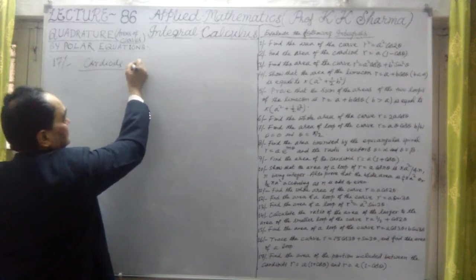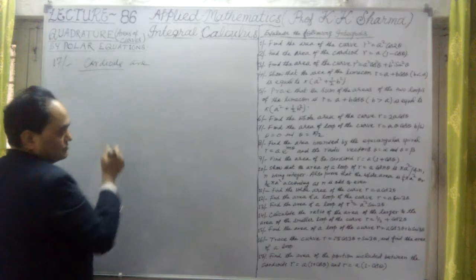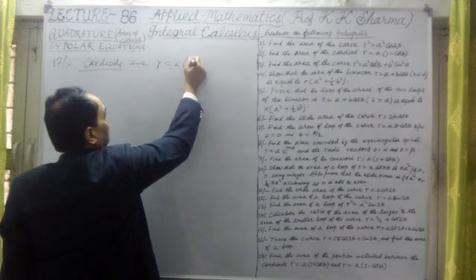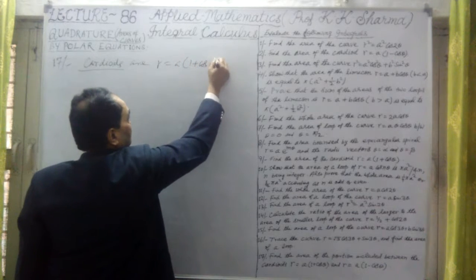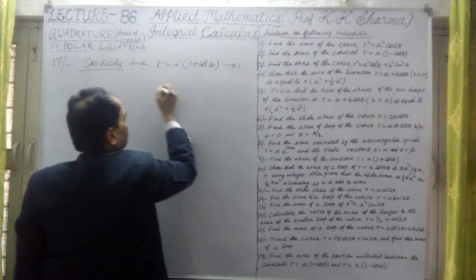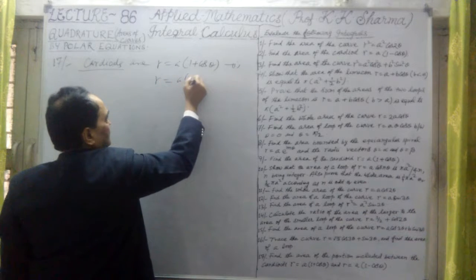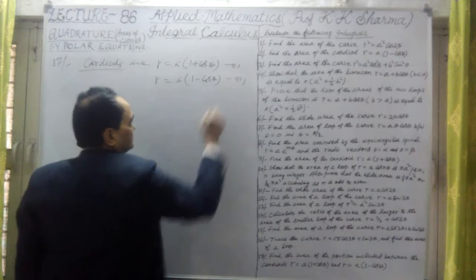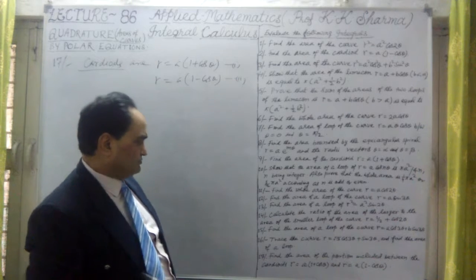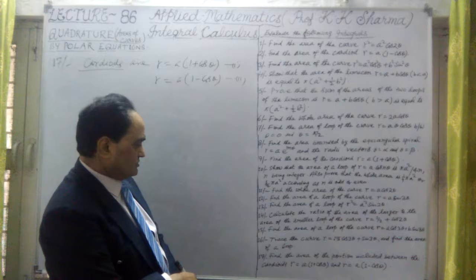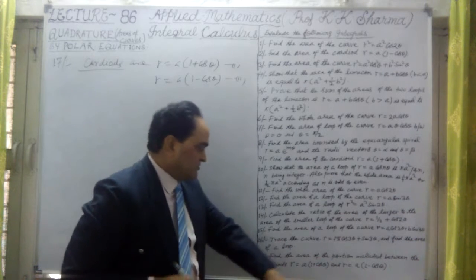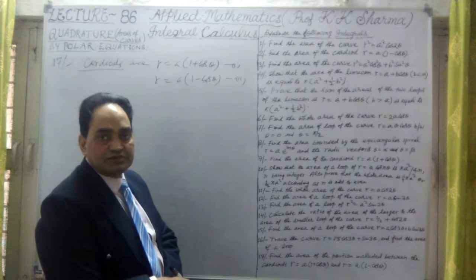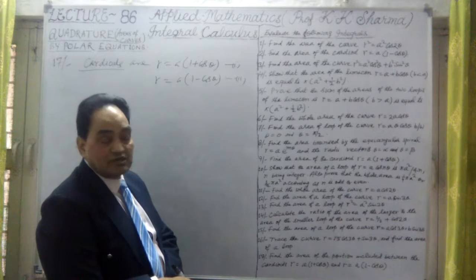What are the cardioids here? First is r equal to a into (1 plus cos theta). This is the first equation. The second is r equal to a into (1 minus cos theta). This is the second equation. Here we are given these cardioids.